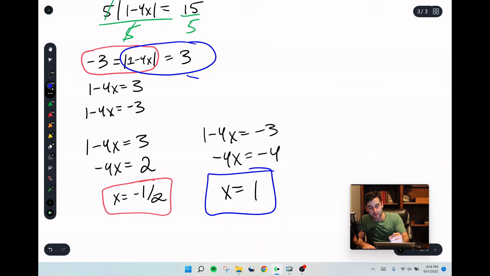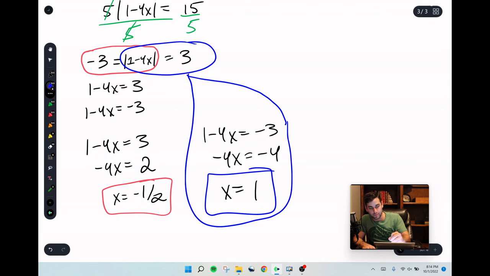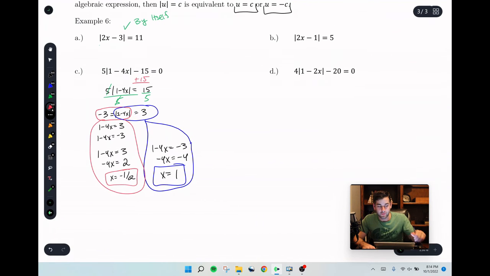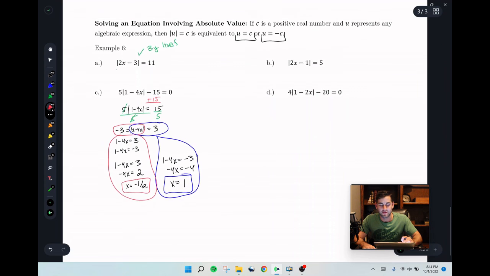That's the blue side, right? Blue side, red side. And that's how we work with the absolute values. A little bit easier on that top 2 because you don't have to get it by itself first, but I think those are probably the easiest out of all these sets.